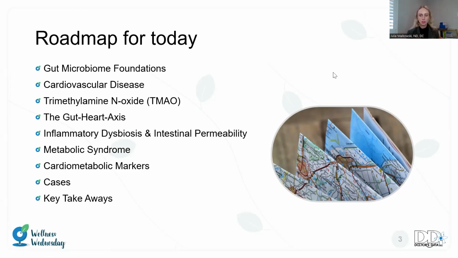We will also discuss intestinal permeability. Intestinal permeability is a foundational component that does link the gut microbiome and cardiovascular disease. We will also discuss metabolic syndrome. Not only that, but metabolic associated steatotic liver disease, which you are going to see in your patients. We will look at cardiometabolic markers and end with some cases and key takeaways that you can use in clinical practice today to help your patients.